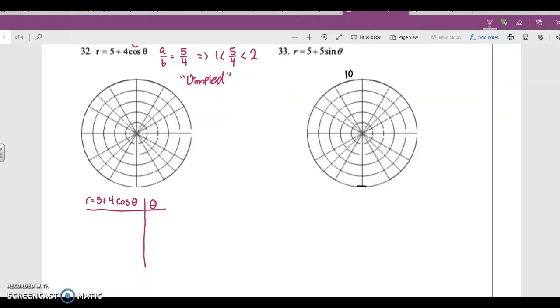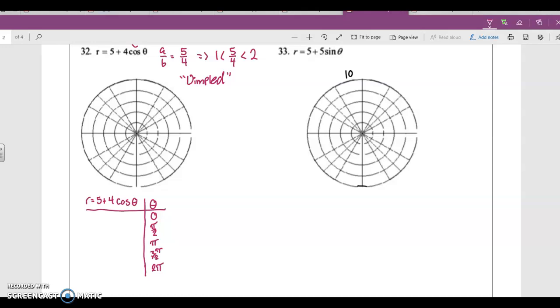So let's pick easy values for theta, because we're taking the cosine of these theta values. So what if theta is equal to 0, pi over 2, pi, 3 pi over 2, and then 2 pi. Let's make our lives easy, right?